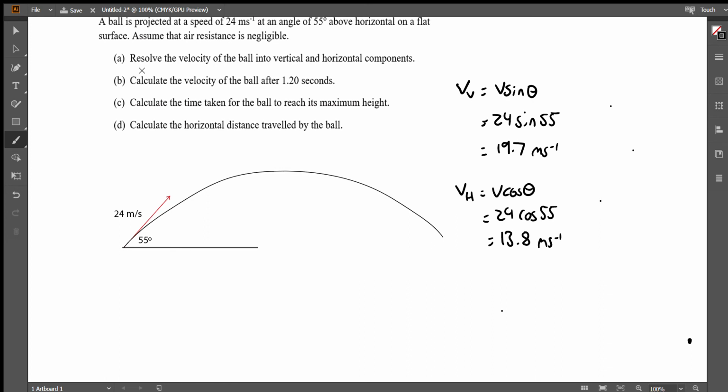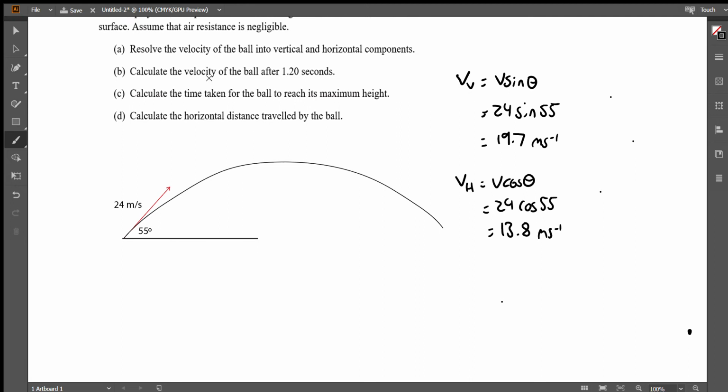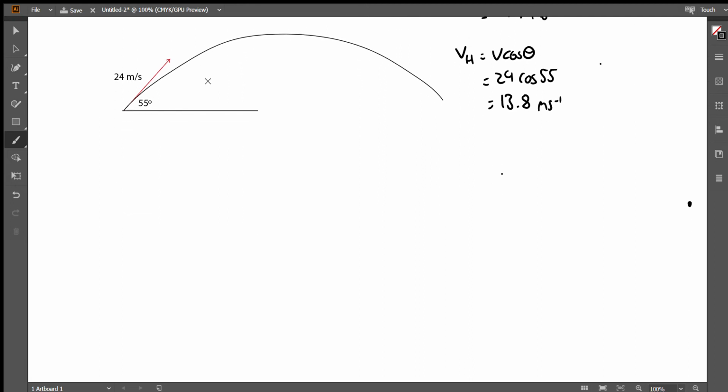Part B is a little bit tricky, so you have to work out the velocity of the ball after 1.2 seconds, which means that you need to not just work out the speed, but the velocity, so an angle will be required. You also need to understand that the horizontal component will remain constant throughout its motion. So really, all you need to do is work out the vertical component after 1.2 seconds, then add the two components using Pythagoras' theorem, then work out the angle. So here, the easiest way is probably just to use the SUVAT formulas.